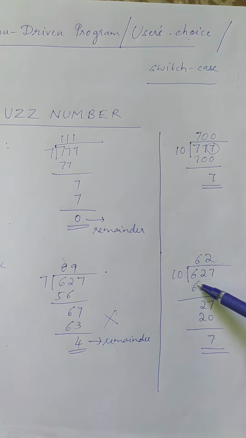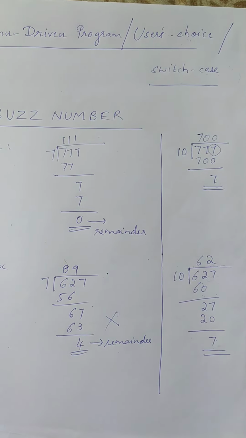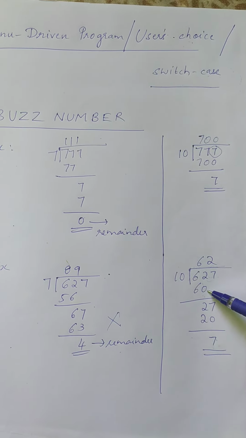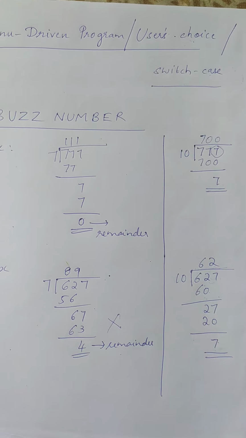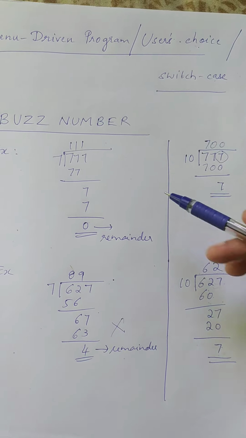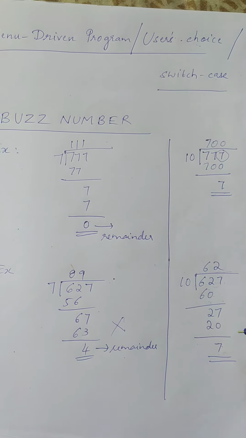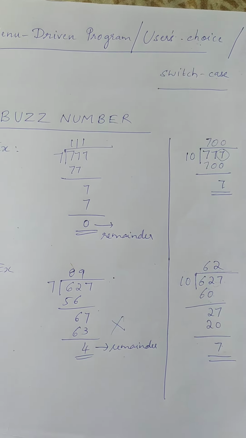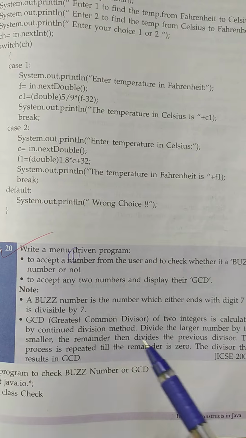So by this we are going to separate the last digit. These are the main conditions, and if either one of the conditions is true, we can call it a bus number. It is not necessary for both conditions to be true. Either one of the conditions should be true. Now we will see this program.